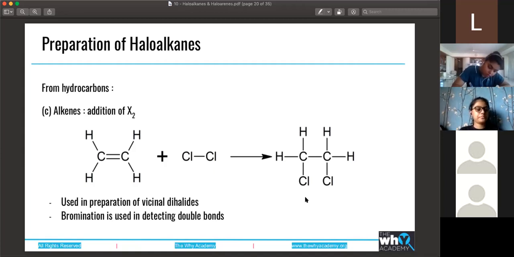So all the preparation methods from alcohols that you guys studied about, we discussed, you're going to get the same reactions again in the chapter about alcohols under properties of alcohols. Like how do alcohols react with hydrogen halides that way.